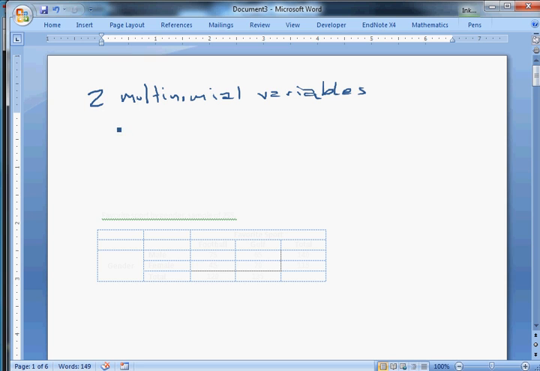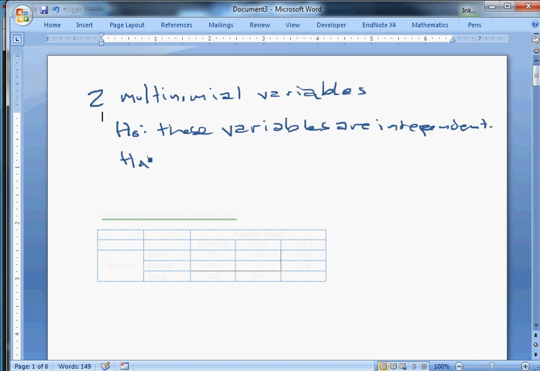But our null is always going to be that these variables are independent, meaning that one has no effect on the other, and is not correlated with the other. And then our alternative is going to be that these variables are related; they're not independent.